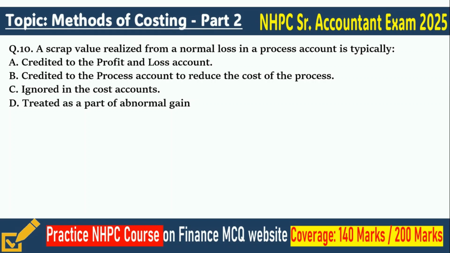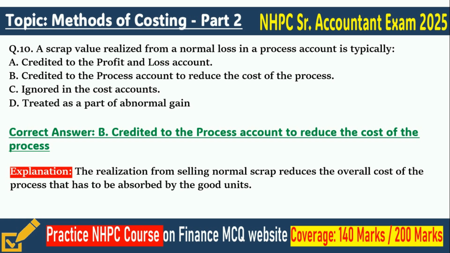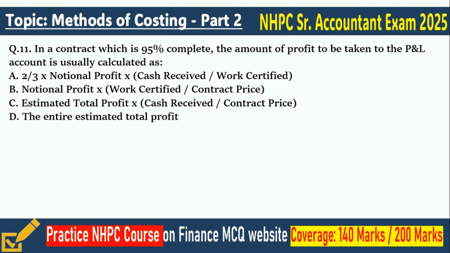Correct answer is option B, credited to the process account to reduce the cost of the process. So friends, the realization from selling normal scrap reduces the overall cost of the process. It has to be absorbed by the good units. Moving on. Friends, next question from contract costing.